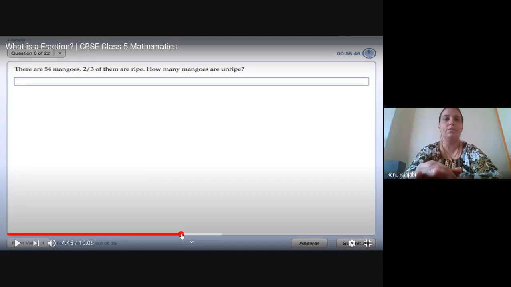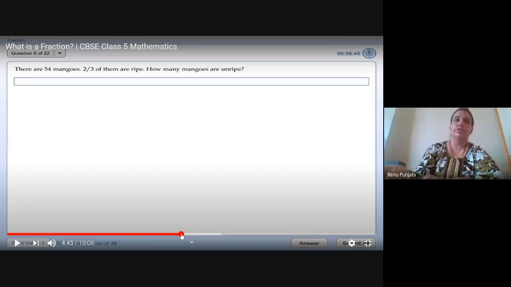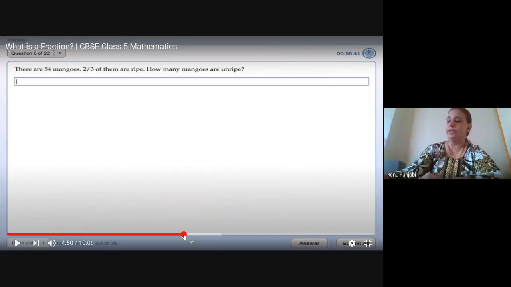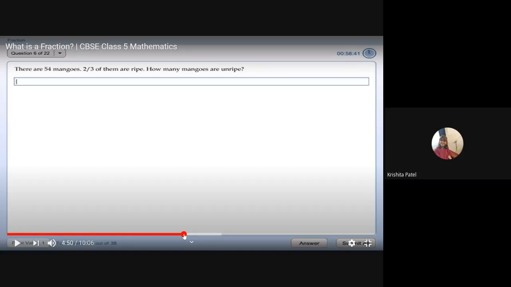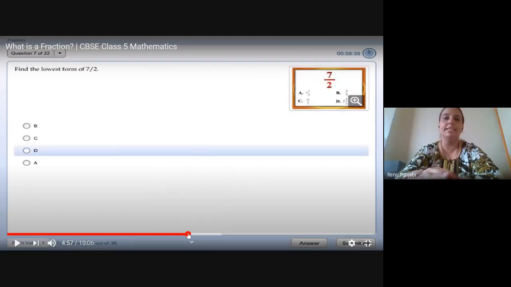Please calculate how many mangoes are unripe, how many are ripe. Ripe, you will be able to calculate by 2/3: 36. So let's see. No, ma'am, it's wrong. What is the 2/3 of 54? 36. 2/3 of 54 is 36. So out of 54, can you subtract, ma'am, 36? 18. Yes, it's 18.